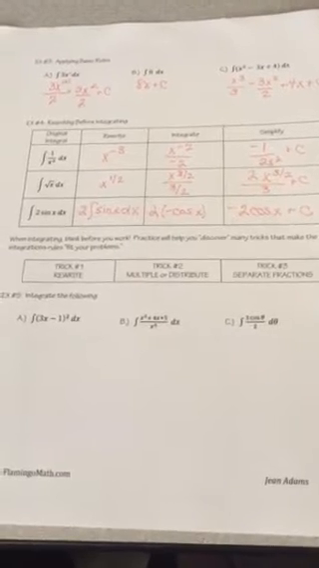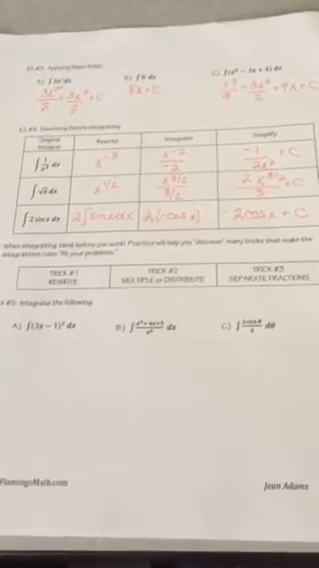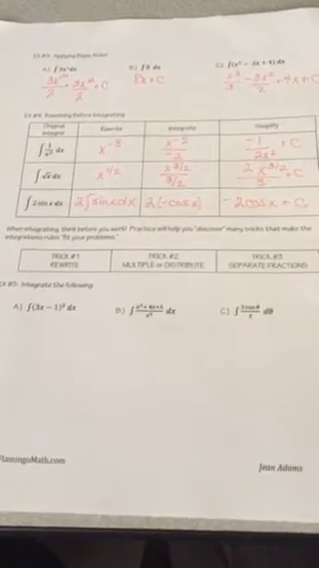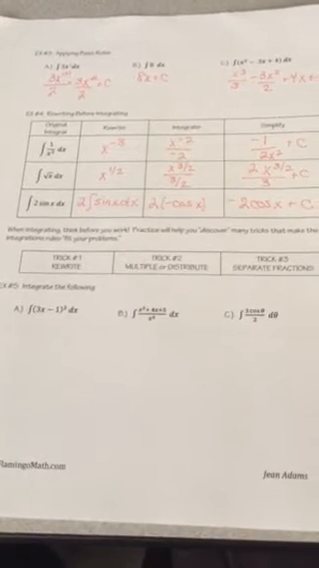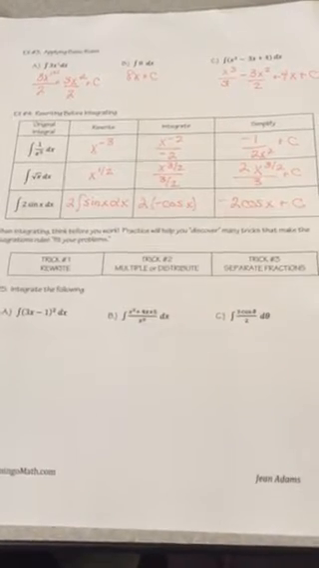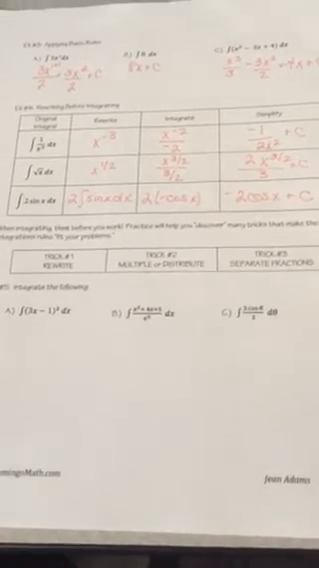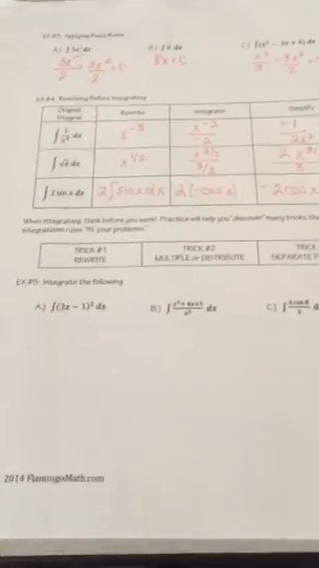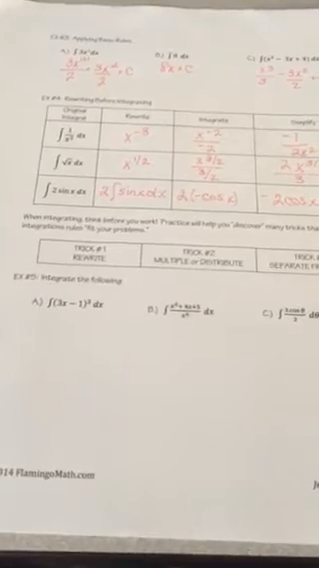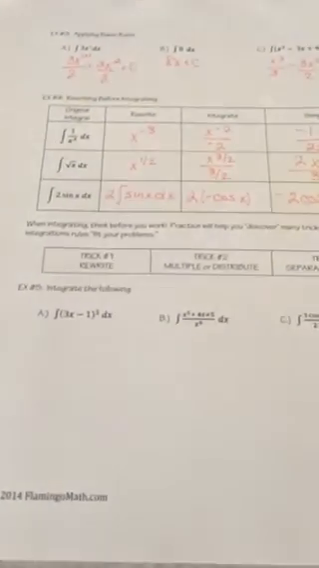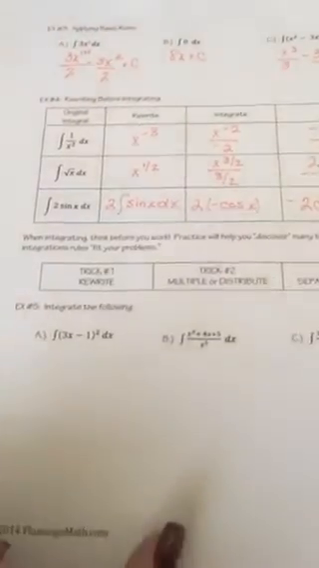Now it says, when integrating, think before you work. Practice will help you discover many tricks that make the integration rules fit your problems. Trick 1 says to rewrite, trick 2, multiply or distribute, trick 3 says to separate fractions. So let's look at the first one. The integral of 3x minus 1 squared dx, the easiest way to do that is to first FOIL it out.